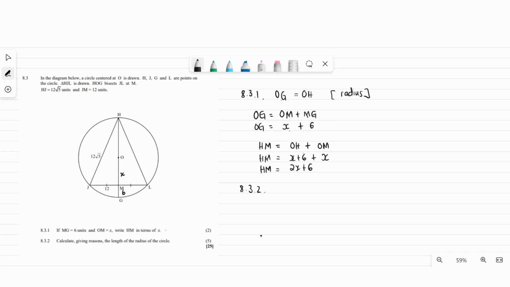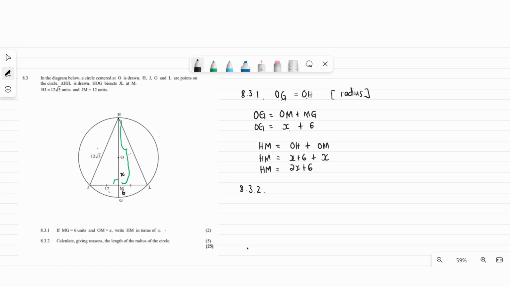8.3.2 says calculate, giving reasons, the length of the radius. I already said that OG is equal to OH, and they are radii. So what do we need to solve here? We need to solve this portion, and from there we can find the radius. The first part is we're going to use the theorem of Pythagoras, because this is a right-angled triangle. They gave us this side, they gave us this side, so the only side that's missing is this one. So the first one is going to be what?